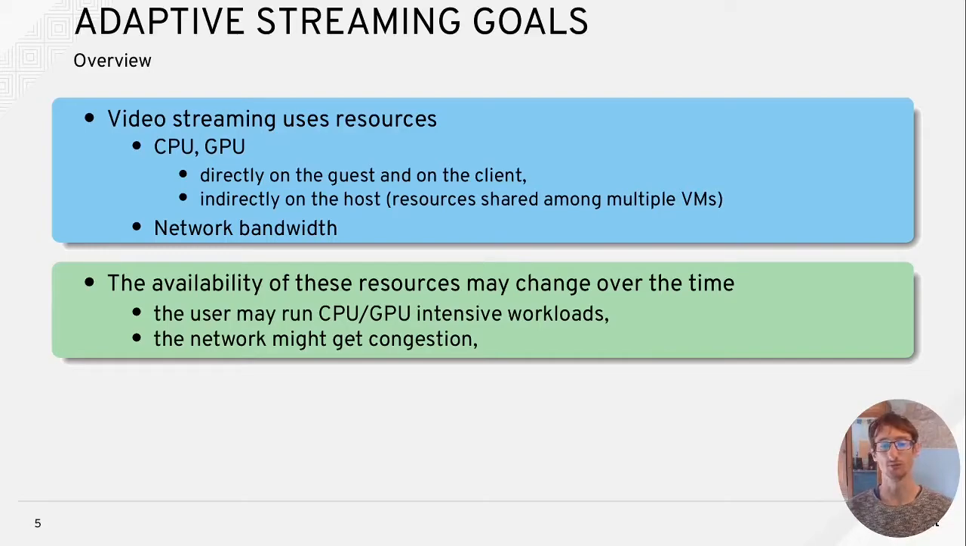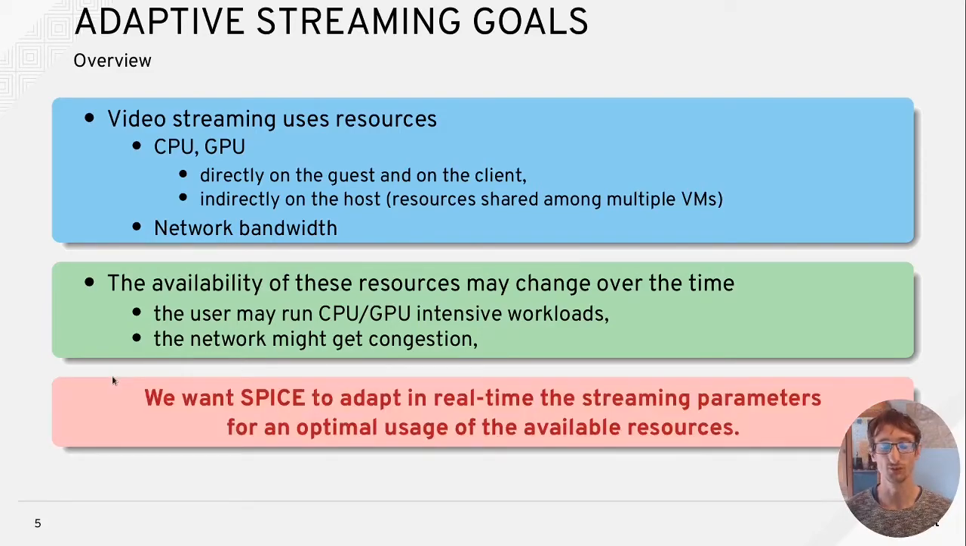The user may run CPU or GPU intensive workloads either in the guest or on the client side in his laptop. And of course, the network might get congested over time for different reasons. So what we want to do with Spice is to adapt in real time the streaming parameters, the streaming quality, to the available resources for an optimal usage.